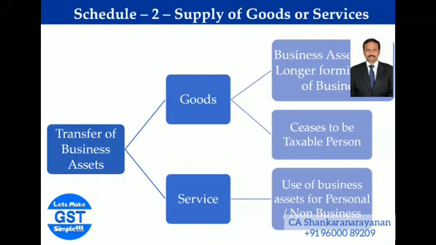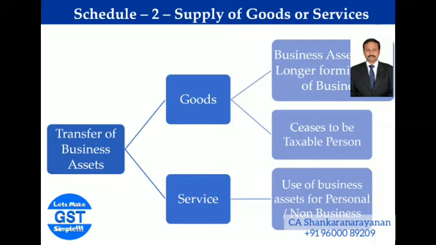And when will it be termed as supply of goods? When it is a business asset and it is no longer going to form part of the business. How is it possible? The partnership business asset is withdrawn from the partnership and given to a partner. A partner takes the business asset as drawings. Then that will be considered to be supply of goods. Business asset is no more business asset, so it is considered to be a supply.